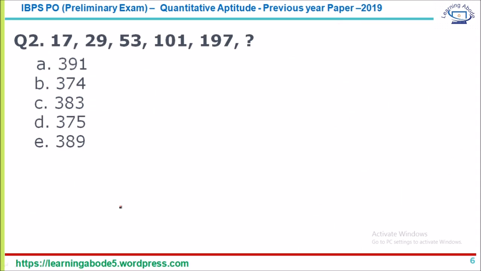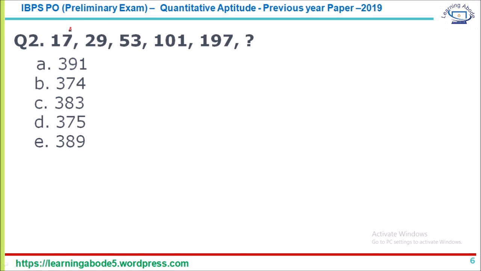Now the second question: 17, 29, 53, 101, 197. If you look at this series, the next term is not exactly twice, but closer to twice. 17, 29, 53, 101, it is closer to twice, not exactly twice.